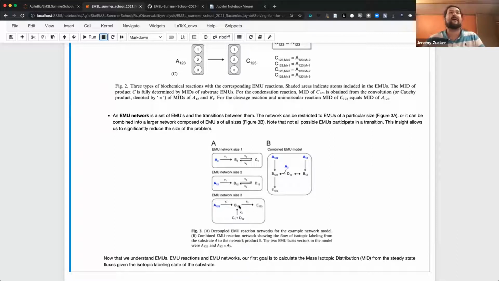Now, there's a slight caveat here, which is that C1 plus D2 is composed of 2 EMUs. One is C1, the other one is D12. But when I convolve these two together, I get an MID that is of size 3. So it still fits in this EMU network size 3.